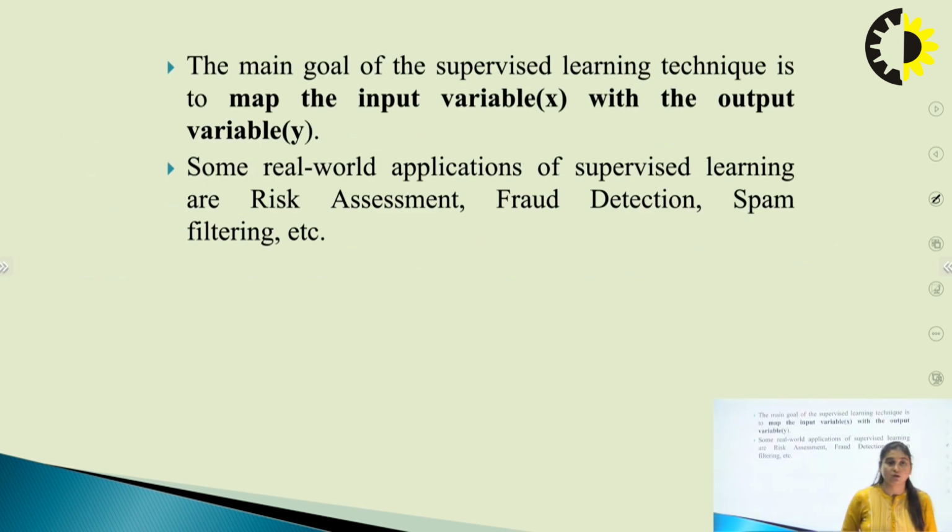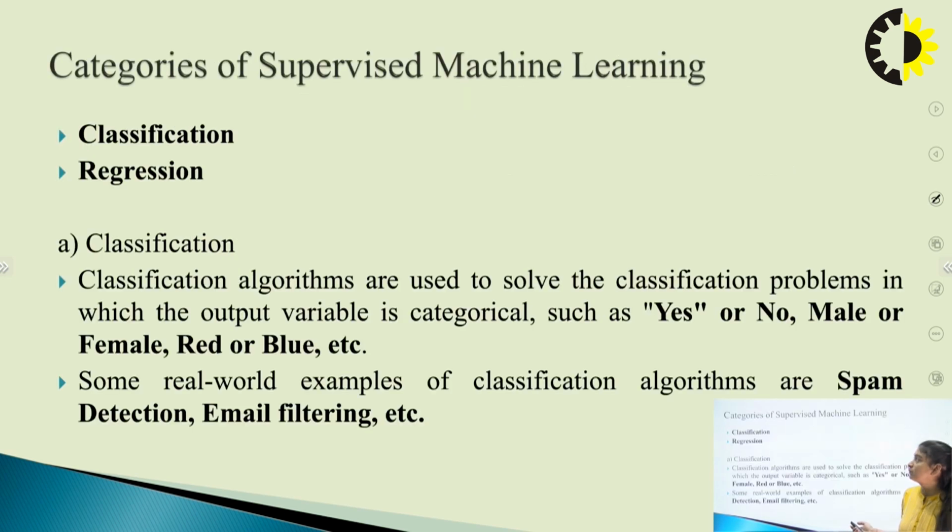So the main aim or the main goal of the supervised learning technique is to map input variable with the output variable. Input variable is usually represented by x. So these are the variables, or you can see the notations x and y. So here the goal of the supervised learning technique is to map the input with the output. Some of the applications of supervised learning are fraud detection, spam filtering, and risk assessment, etc. And there can be many more applications.